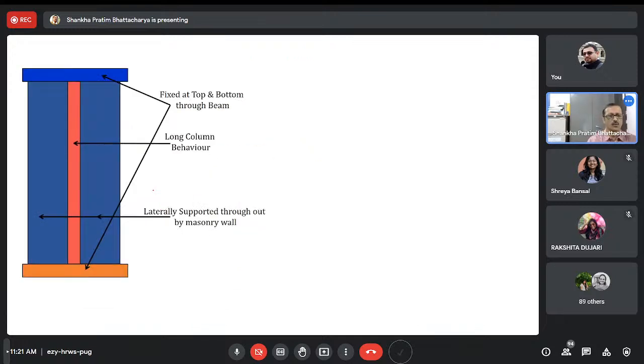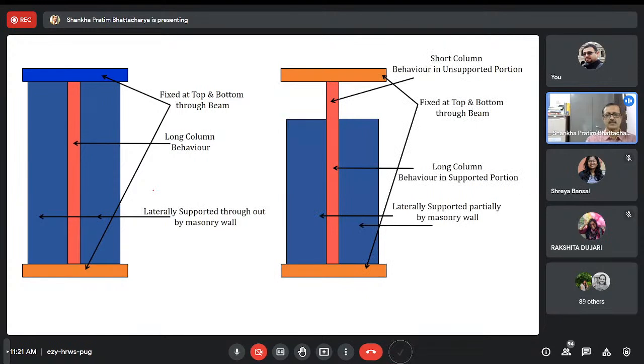If a column is supported by the wall, at least on both sides, it acts as a long column. But if the same column is partially filled with the wall and partially left out for ventilation or any kind of opening, that portion will act as a short column. So the shear failure will be predominant over here, and this portion will have the crushing or crippling failure or the buckling failure.